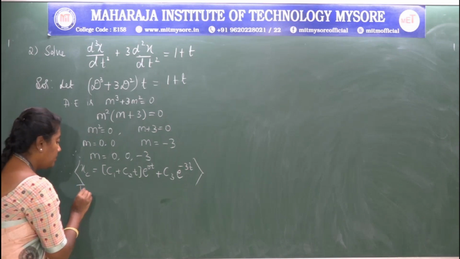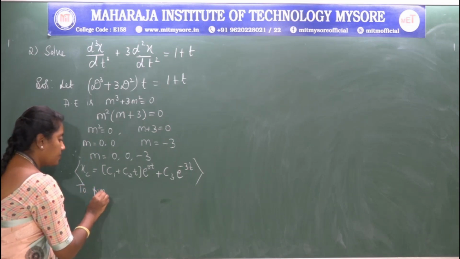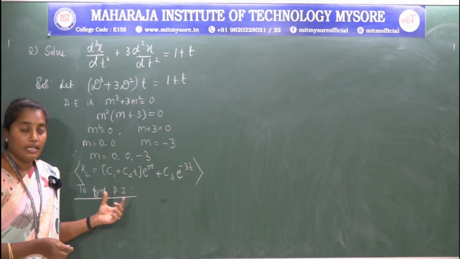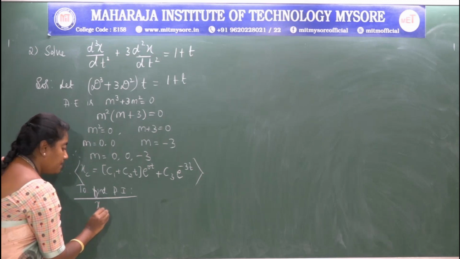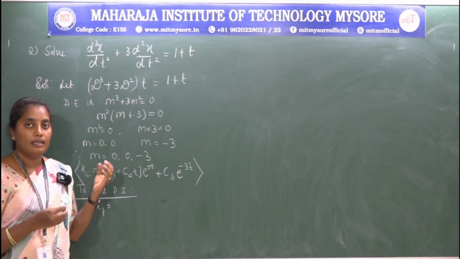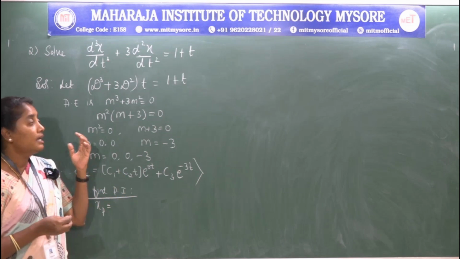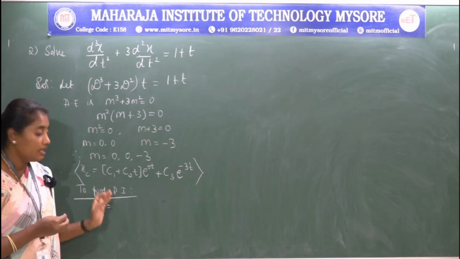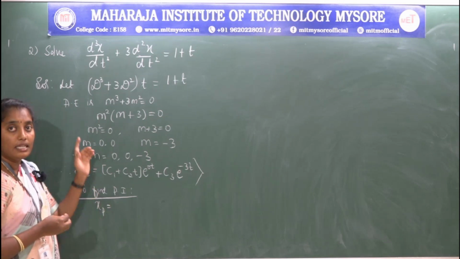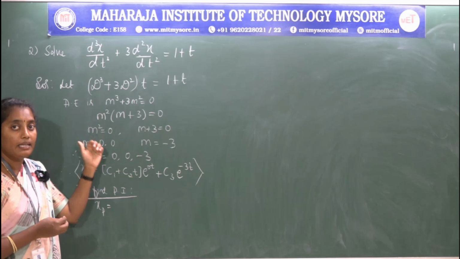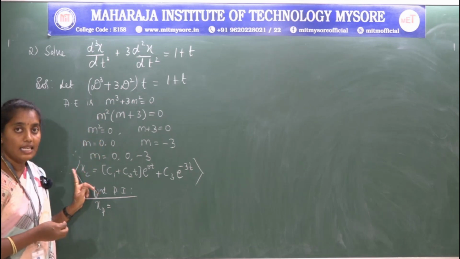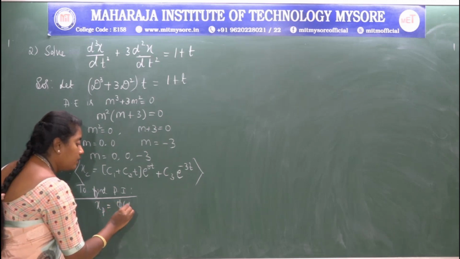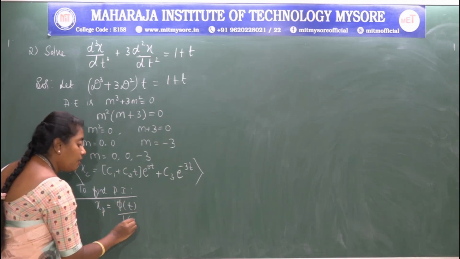Next, to find the particular integral xp. If the given differential equation contains dy by dx as a derivative, the complementary function and particular integral are yc and yp. Since the given equation is in terms of dx by dt, the complementary function is xc and the particular integral is xp, we have to divide phi of t by f of d.